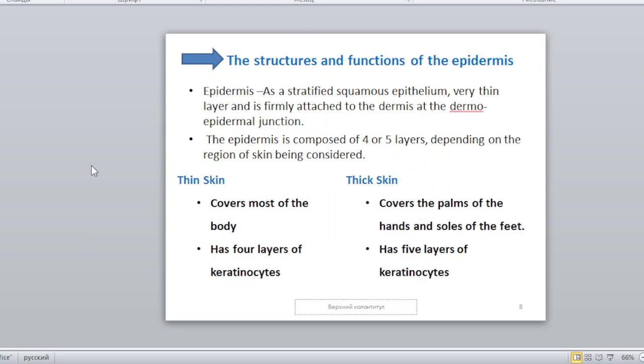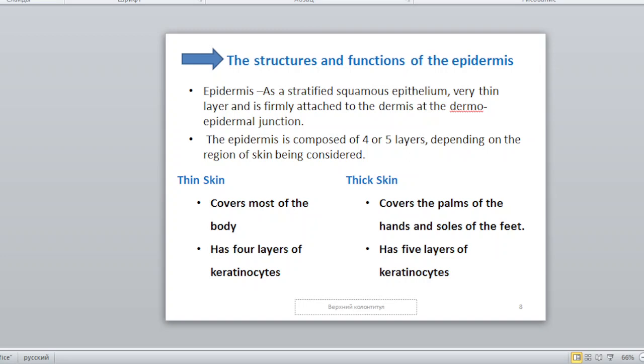Next slide. Epidermis as a stratified squamous epithelium, very thin layer and is firmly attached to the dermis at the dermo-epidermal junction. The epidermis is composed of 4 or 5 layers, depending on the region of skin being considered. Thin skin covers most of the body, has 4 layers of keratinocytes. Thick skin covers the palms of the hands and soles of the feet, has 5 layers of keratinocytes.